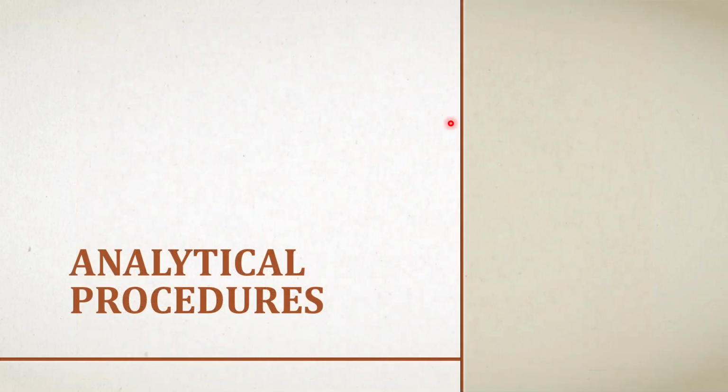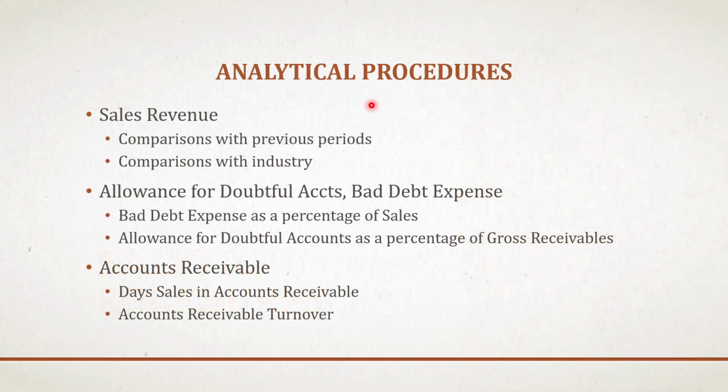Okay, the next one is the analytical procedure. When you see analytical procedure, that means the basis is that you are comparing. In the analytical procedures, for sales revenue, what normally you do is that you compare with the last year performance. You can also compare with the industry, because you want to know what is happening in terms of sales of the company. Is it too high or is it too low? Because that could be the trigger point for the possible errors.